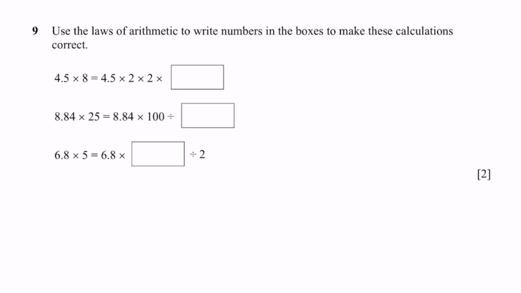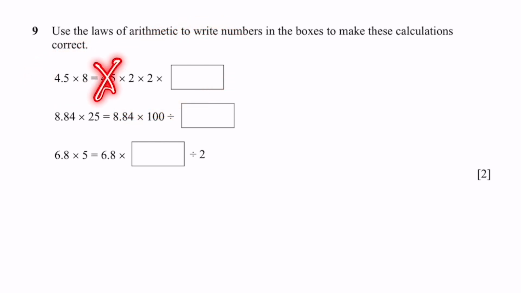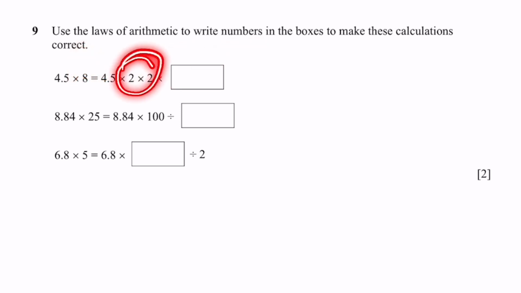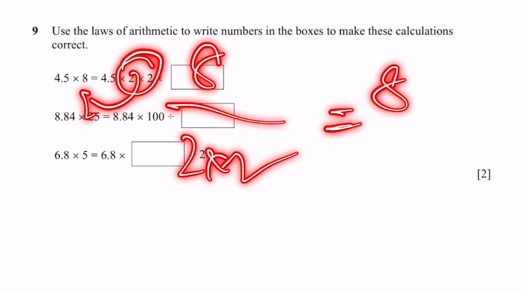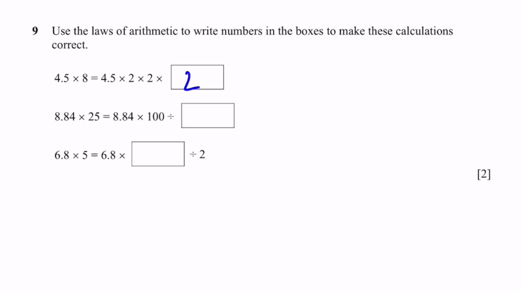Question 9. Use the laws of arithmetic to write numbers in the boxes to make these calculations correct. 4.5 times 8 is equal to 4.5 times 2 times 2 times dash. We can cancel out the 4.5 since it's on both sides. 8 equals 2 times 2 times dash. When we bring these two to the other side, 8 by 2 times 2, which is 8 by 4, which is 2. So we got 2 there.